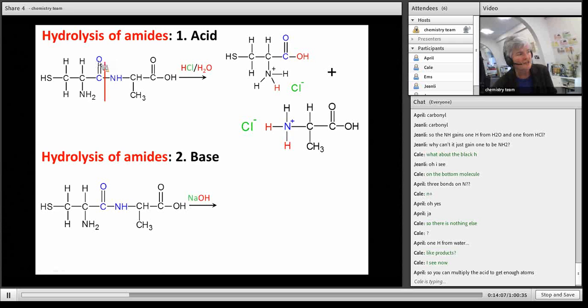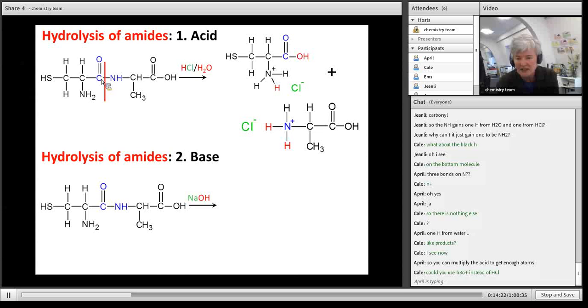What really happens? It starts protonating the oxygen over there, if you really wanted to know. So if I've got acidic conditions, it protonates this, makes this a bit more positive, so it attracts the water more readily. Okay, so April, you can multiply the acid to get enough atoms? Yes, because the acid will be in excess. Okay.